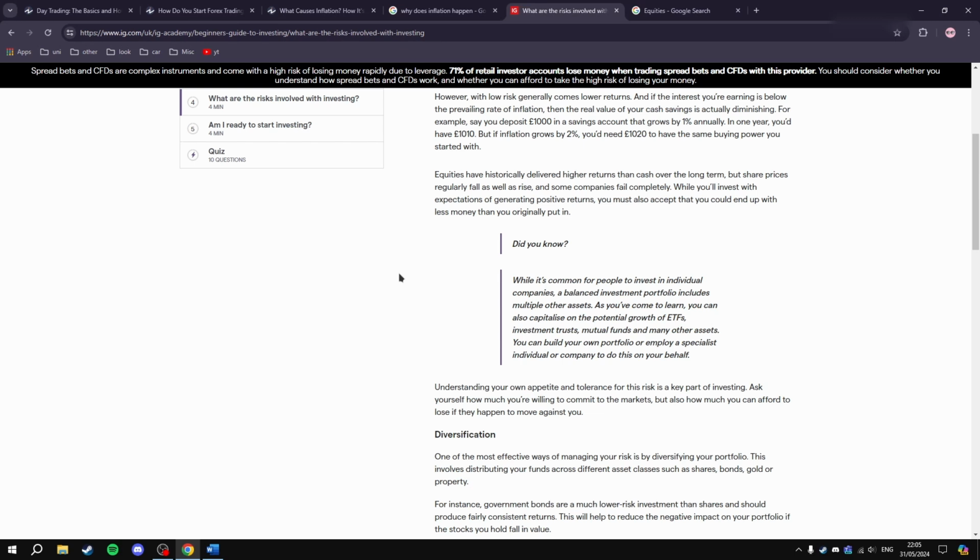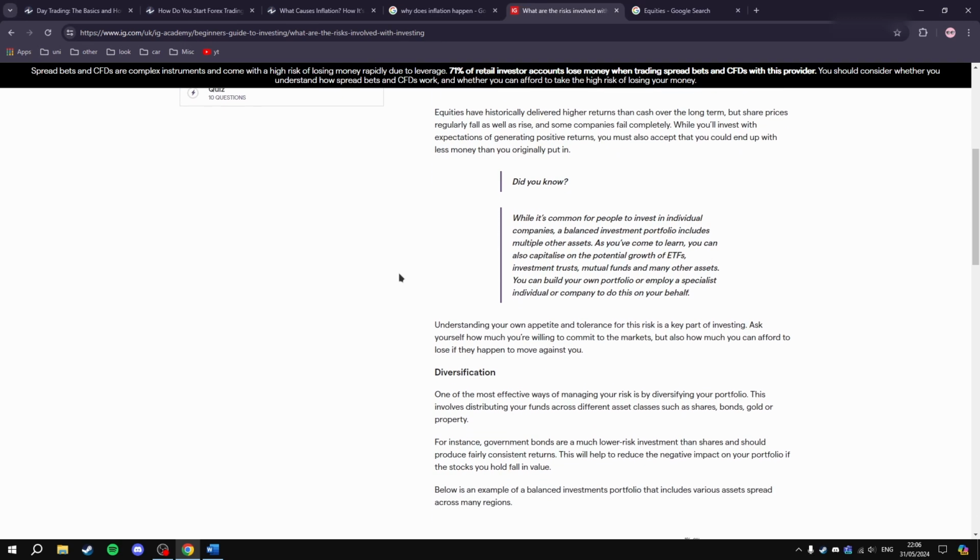For example, say you deposit £1,000 in a savings account that grows by 1% annually. In 1 year, you would have £1,010, but if inflation grows by 2%, you need £1,020 to have the same buying power you started with. So your interest rate for the savings account must be higher than the inflation rate for your cash savings' real value not to diminish.